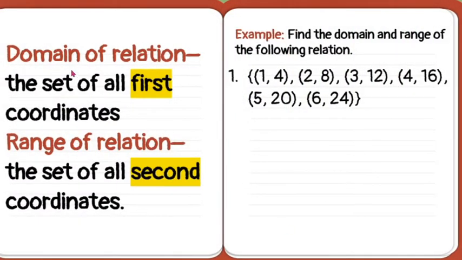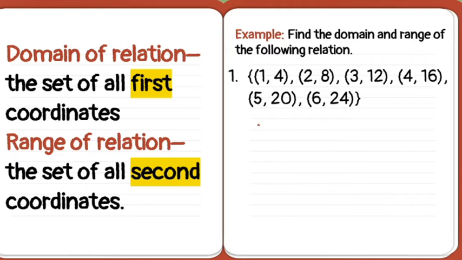So, meron tayong tinatawag na domain of relation, which is the set of all first coordinates. And the range of relation, which is the set of all the second coordinates. So, pag sinabi nating domain, ito yung lahat ng unang x coordinate or abscissa. Yung range naman, lahat nung second coordinates or yung y coordinates or yung ordinates. So, let's have an example para mas maintindihan kung paano kinukuha yung domain and range ng isang relation.